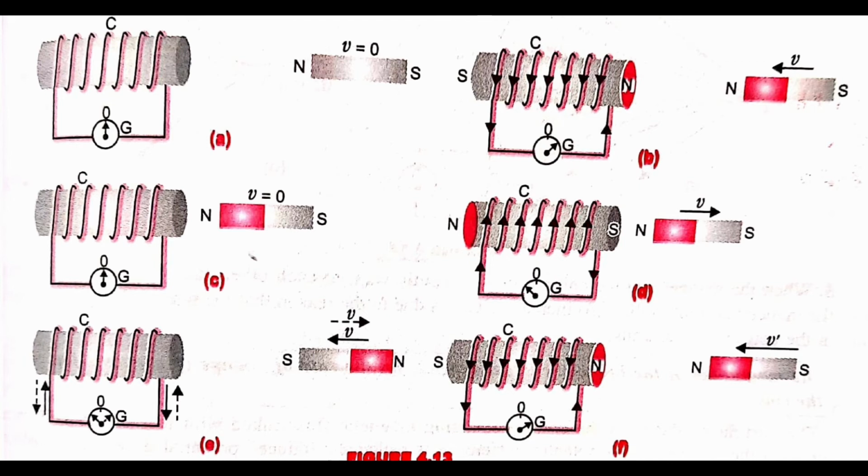The current produced in the coil by changing magnetic flux linked with it is called induced current, and the corresponding potential difference is called induced potential difference or induced electromotive force, EMF. The phenomenon is called electromagnetic induction.